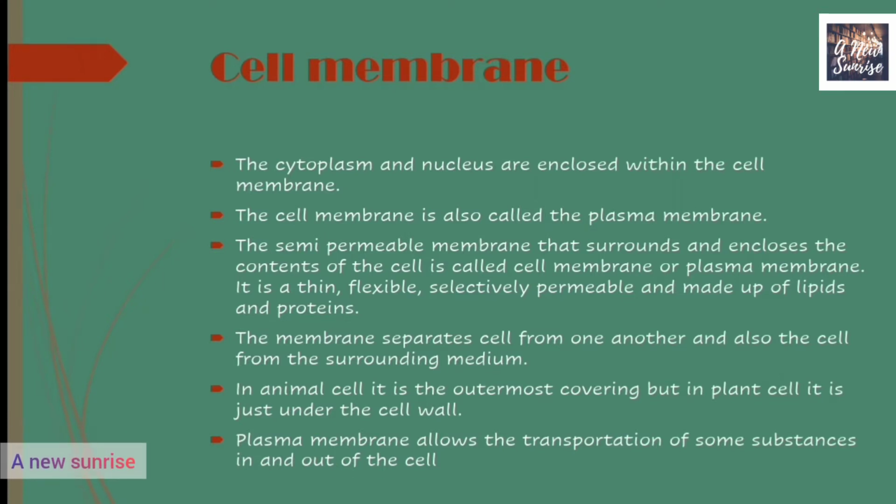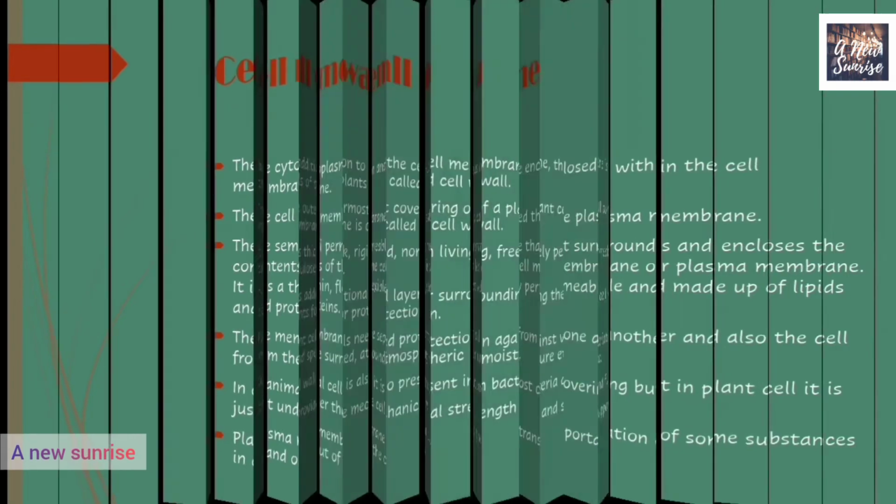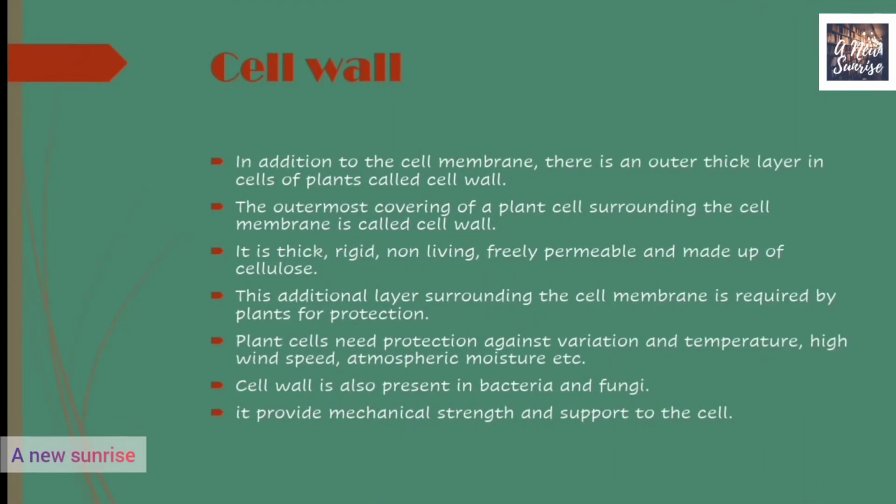One thing you have to remember, that cell membrane is also known as plasma membrane. Now let us proceed to our next topic, that is the cell wall. Cell wall is only in plants and some bacteria as well as some fungi, but it is not in animals. In addition to the cell membrane, there is an outer thick layer in the cell of the plants called the cell wall. The outermost covering of a plant cell surrounding the cell membrane is called cell wall.